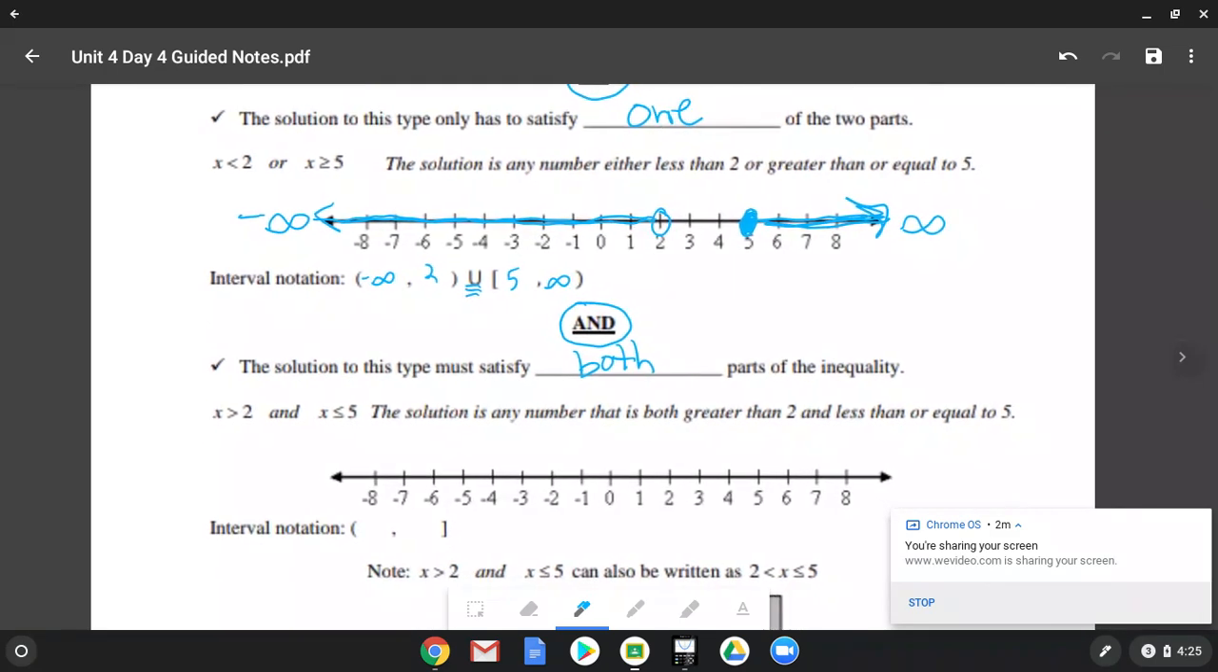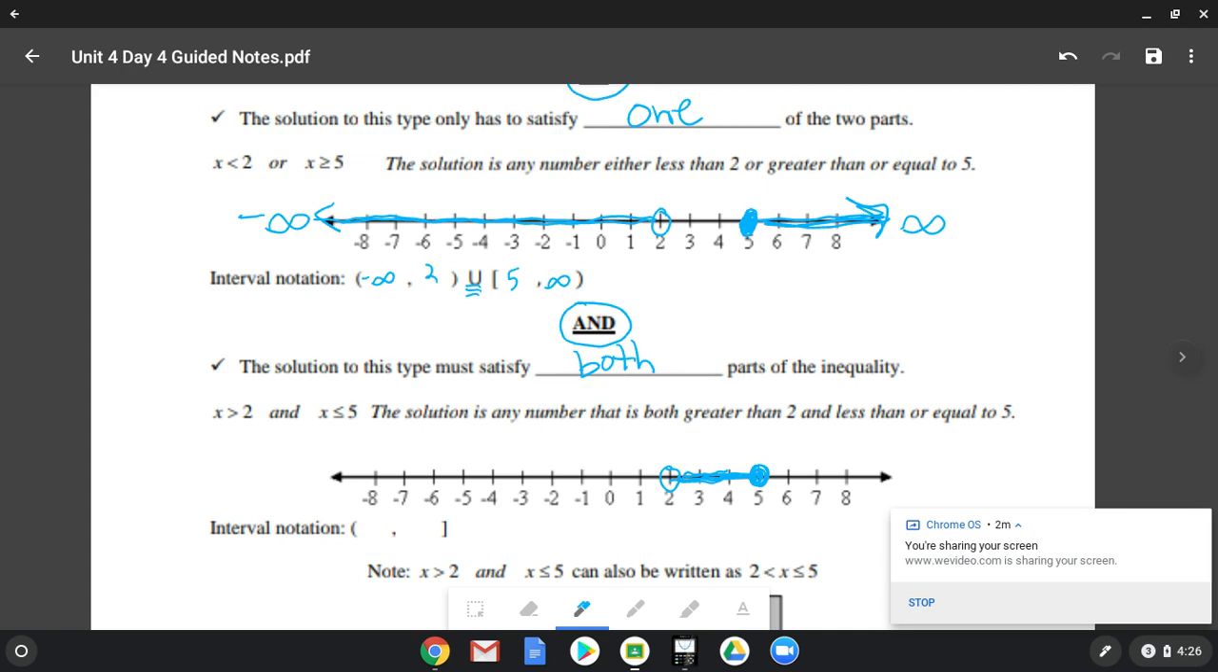So in this case, it says x is greater than 2. So we have an open circle greater than. And x is less than or equal to 5. So it's a closed circle less than. So the only place that these two are overlapping, that's where all of our answers are in between. So from 2 to 5 is all of our answers.